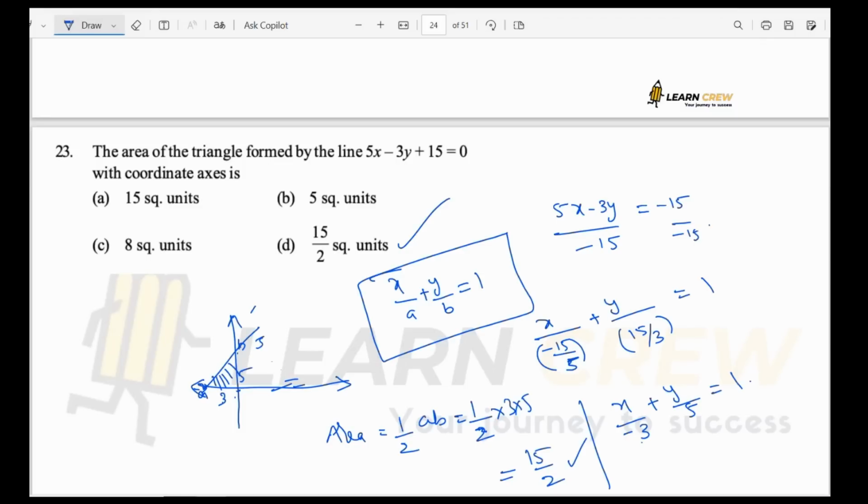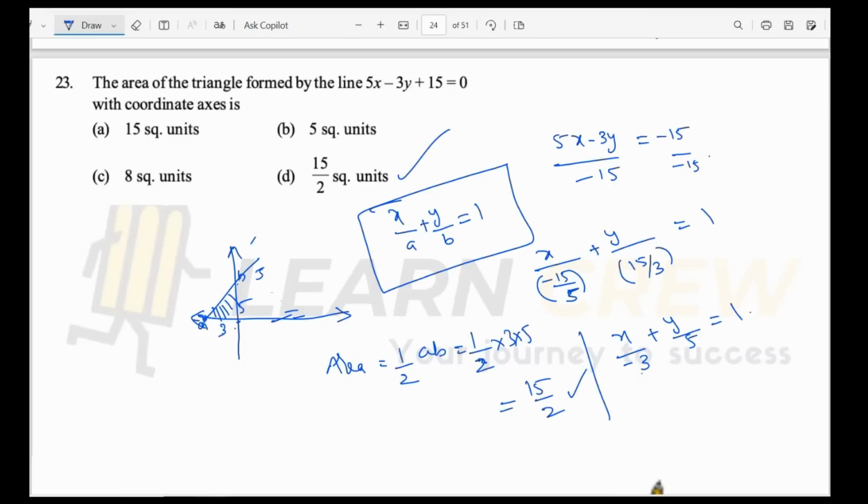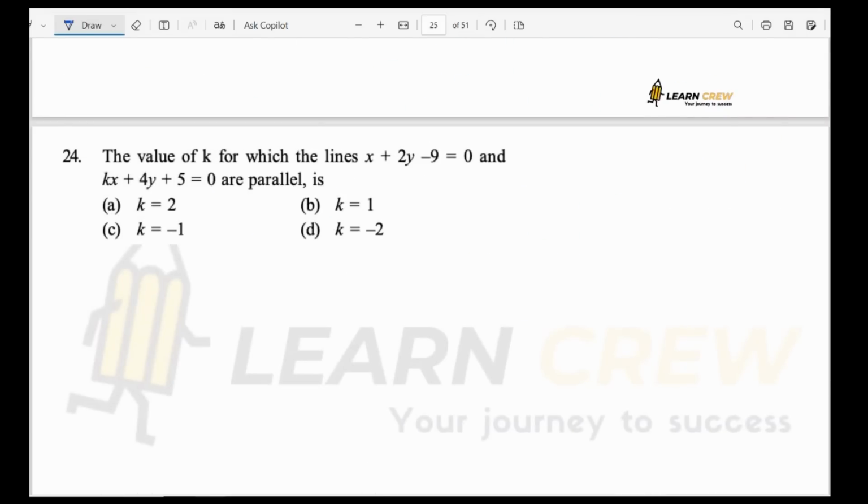Question number 24. Please answer. The value of k for which the lines are parallel.